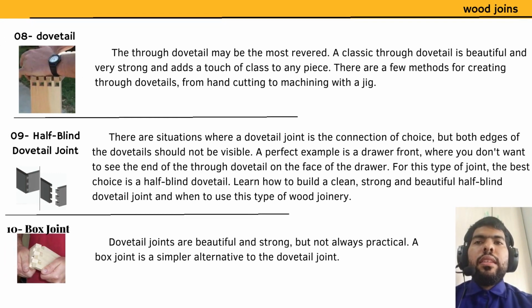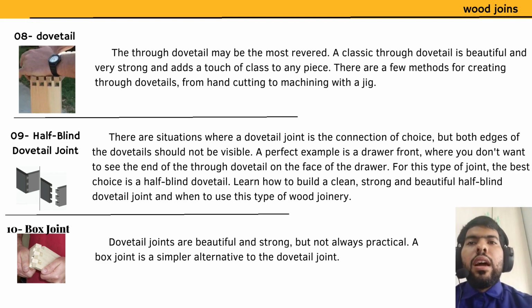And the eighth is dovetail. Through dovetail may be the most refined. A classical joint, the dovetail is beautiful and very strong and adds a touch of the classic to any piece. There are a few methods for creating a dovetail, from hand cutting to machine with a jig.